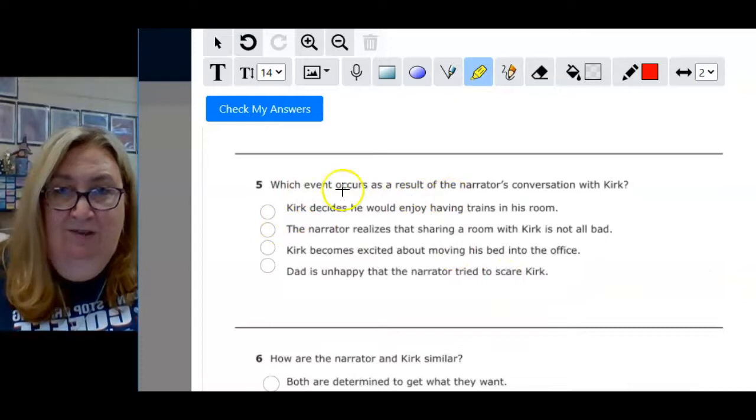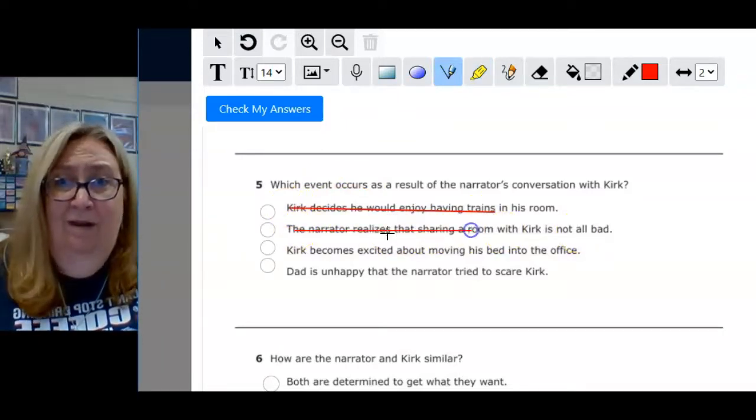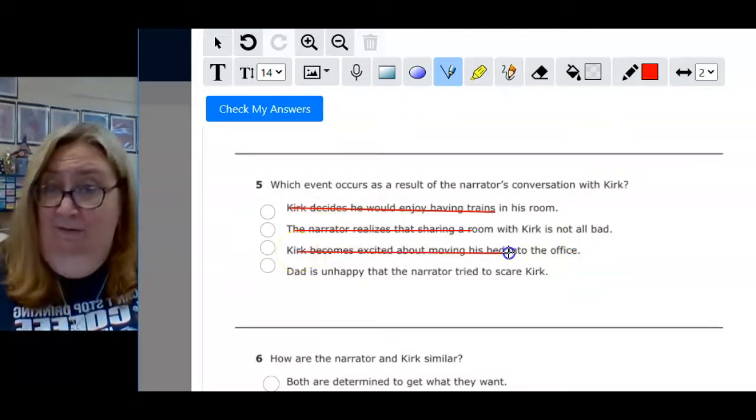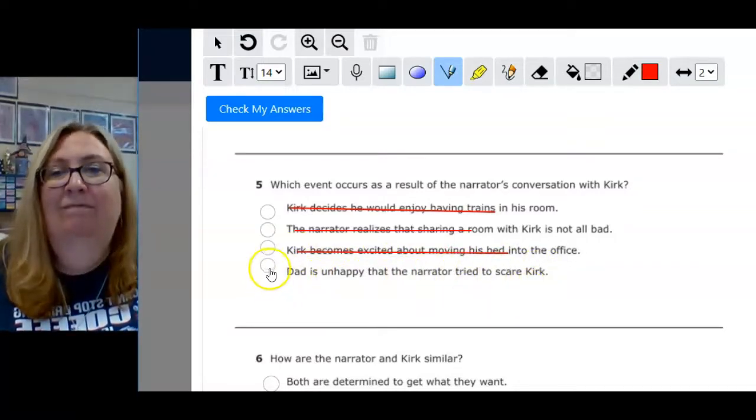So what event occurs as a result of that conversation with Kirk? Kirk decides he would enjoy trains in his room. No. The narrator realizes that sharing a room with Kirk is not all that bad. No. Kirk becomes excited about moving his bed into the office. No. Dad is unhappy that the narrator tried to scare Kirk. Yes.